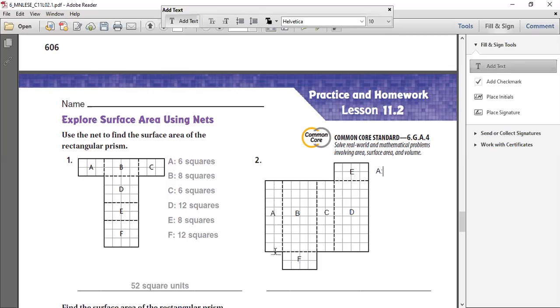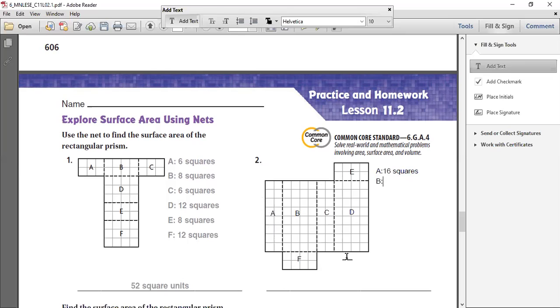If you don't want to count, you can simply multiply, because the length is 8 and the width is 2. So 2 into 8 will give you 16 squares. So either you count them one by one or you multiply the length with the width. It's going to be the same.